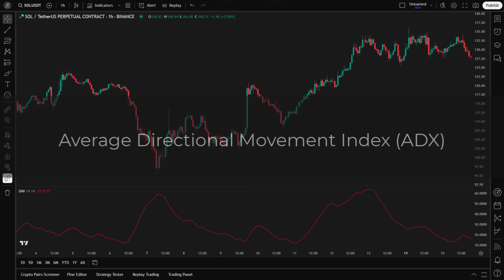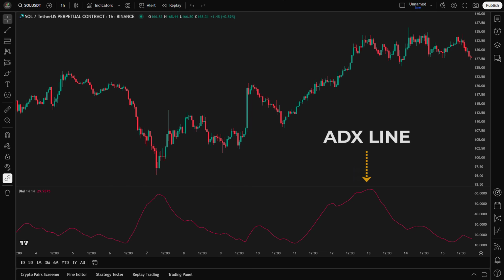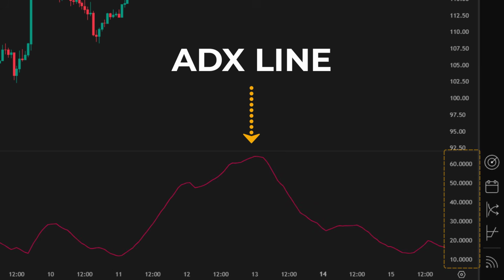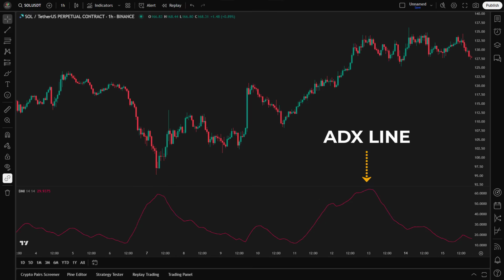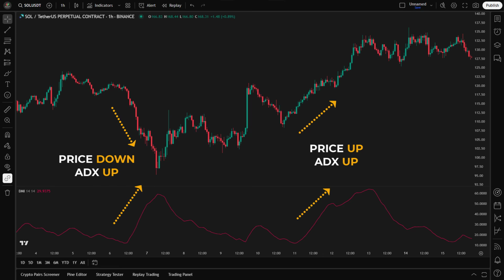strategy. Average Directional Movement Index, ADX. The ADX is a technical indicator that measures the strength of a trend, regardless of its direction. It is a non-directional oscillating indicator displayed as a single line, ranging from 0 to 100. Higher values indicate a stronger trend. It's important to note that the ADX does not tell you whether the trend is bullish or bearish. It simply reflects the strength of the current trend. So, whether the market is in a strong uptrend or a strong downtrend, the ADX line will rise.